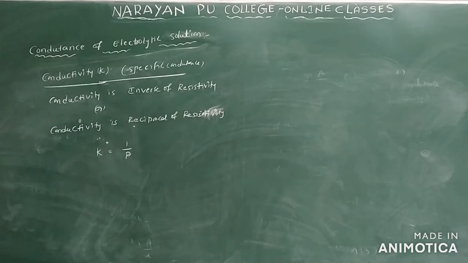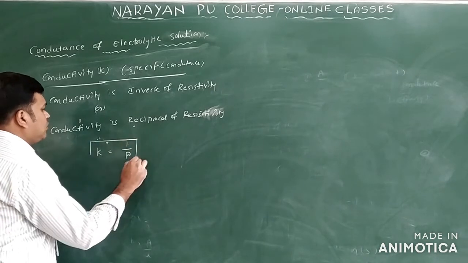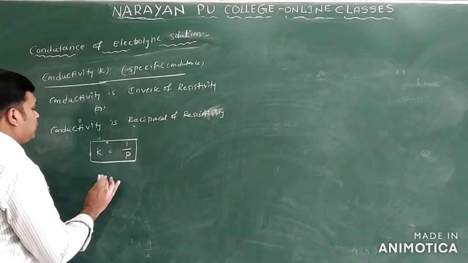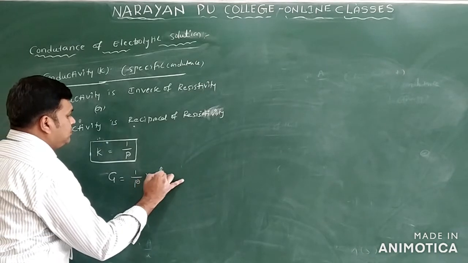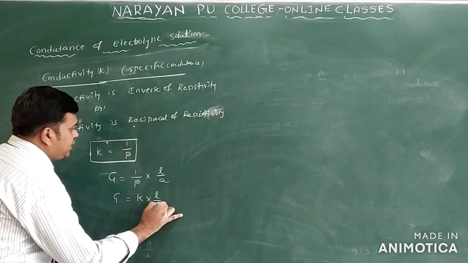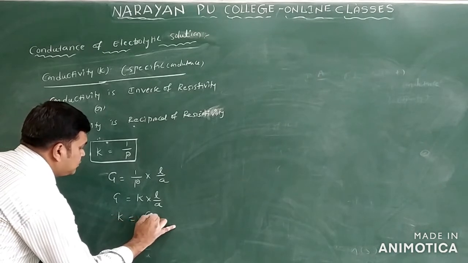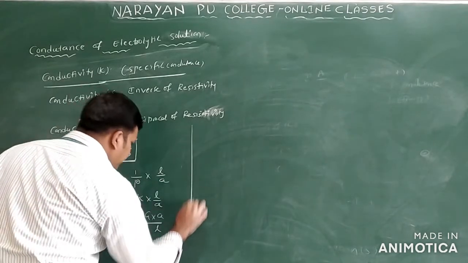So what is the expression we got? K is equal to 1 by rho. But already you know one relation from conductance: conductance G is equal to 1 by rho into L by A. So G is equal to K into L by A, because 1 by rho means K. Now K is equal to G into A by L.